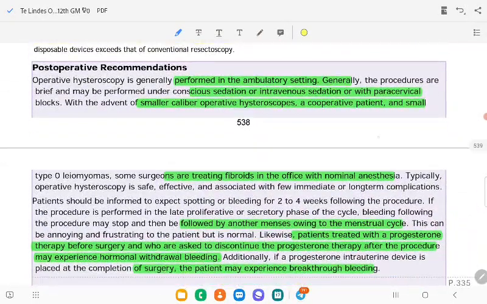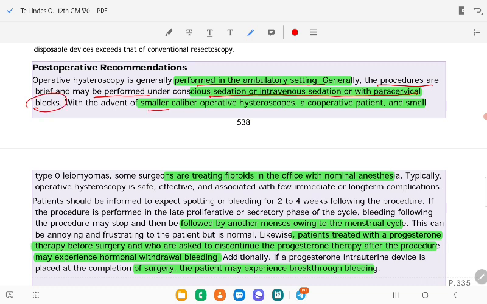What are the post-operative recommendations we will give to the patient? Operative hysteroscopy is generally performed in the ambulatory setting. Generally, the procedure is an OPD procedure. Under sedation, intravenous sedation, or paracervical block you can give. With a small caliber operative hysteroscope, a cooperative patient, and a small type 0 myoma, some surgeons treat fibroid in the office without anesthesia. Typically, operative hysteroscopy is safe, effective, and associated with few immediate complications.